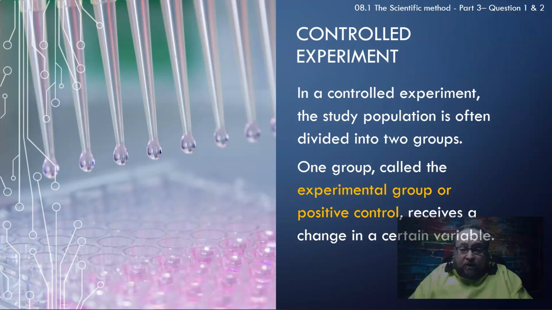So, in a controlled experiment, the study population is often divided into two groups. There can be more, depending on what you're working with. One group is called the experimental group, or sometimes called the positive control, and it is the group that actually receives the changes you're making. So if this was the experiment where we're looking at the relation between size of a dog and how much they eat, well, in this case, your population is all the dogs that you're working with, and you'd have one group that is dealing with, okay, we're measuring how much they're actually eating versus different sizes and data that we actually have.